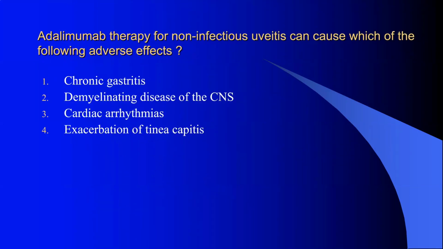So, next polling question. Adalimumab therapy for non-infectious uveitis can cause which of the following adverse effects? I just went over them. Chronic gastritis, demyelinating disease of the CNS, the central nervous system, cardiac arrhythmias, or exacerbation of tinea capitis.